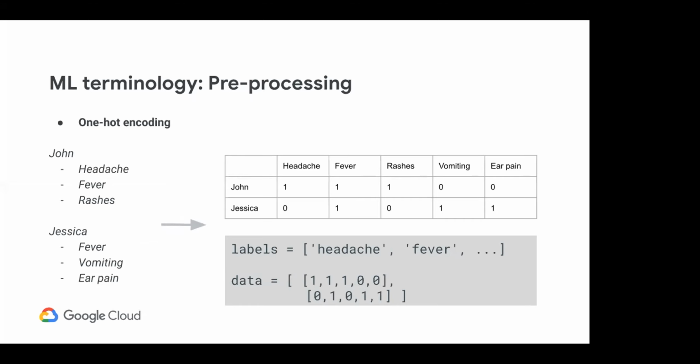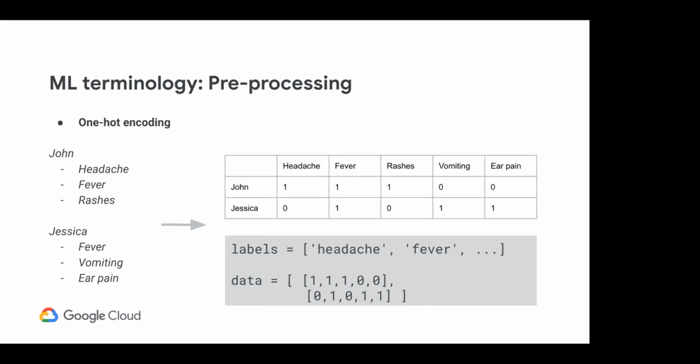One of the things that you have to do in many machine learning systems is one-hot encoding. Because it's all about math, you need to convert any kind of categorical data. Categorical data means phrases or words like headache, fever, rashes. These are examples of the word. We need to convert this categorical data into a numeric representation.